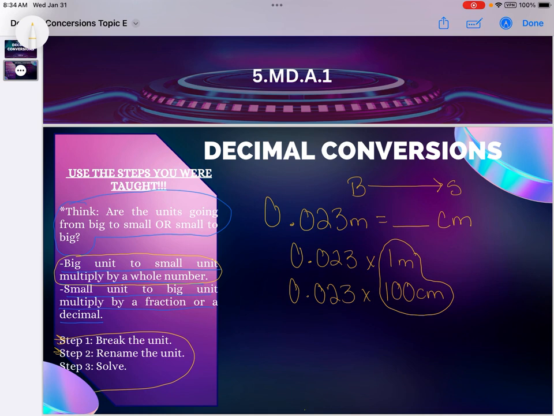And then step 3 is to solve. So 23 thousandths times 100 centimeters would be 2 3/10. So my answer here would be 2 3/10 centimeters. Okay? All right, so let's try another one.